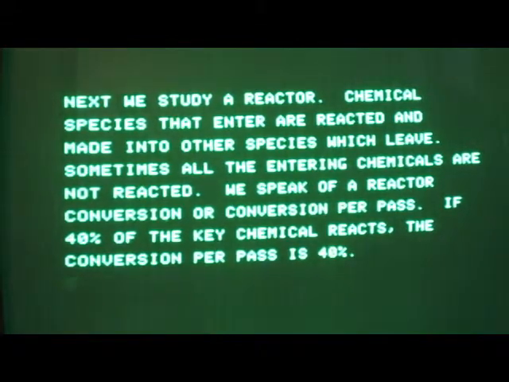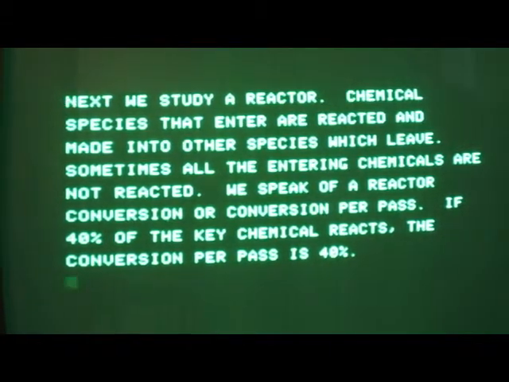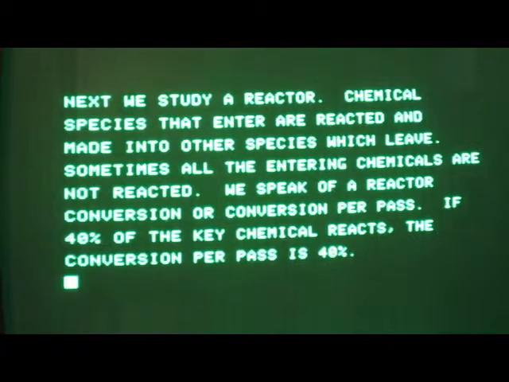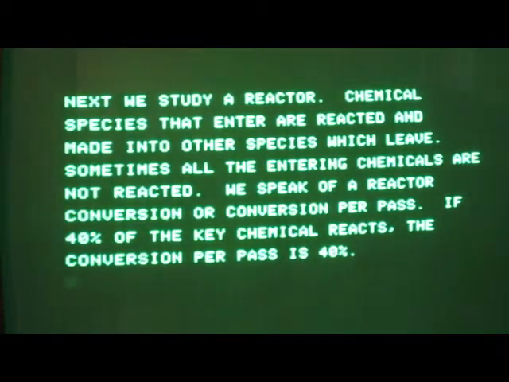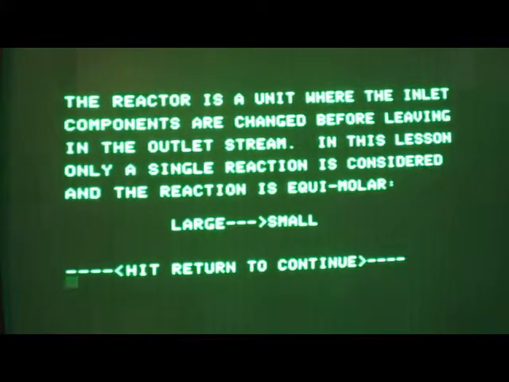Chemical species that entered are reacted and made into other species which leave. Sometimes all the entering chemicals are not reacted. We speak of a reactor conversion or conversion per pass. If 40% of the key chemical reacts, the conversion per pass is 40%. The reactor is a unit where the inlet components are changed before leaving in the outlet stream.